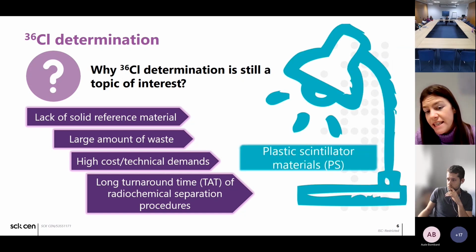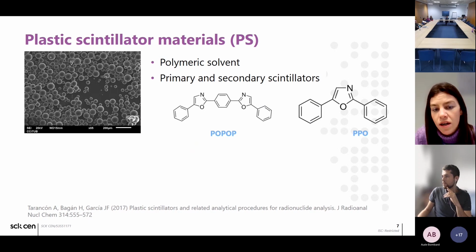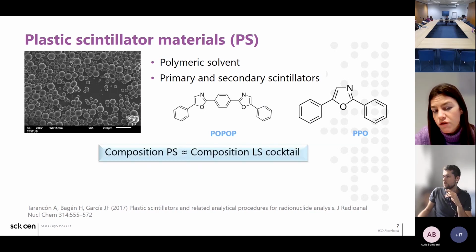So our target is to try to develop or optimize a procedure to use plastic scintillator materials to determine chlorine-36. Here on your left, you can see the plastic scintillating microspheres, which are composed of a polymeric solvent together with primary and secondary scintillators, which are the molecules that you can see on the screen. The composition of plastic scintillators is similar to the composition of a liquid scintillation cocktail.